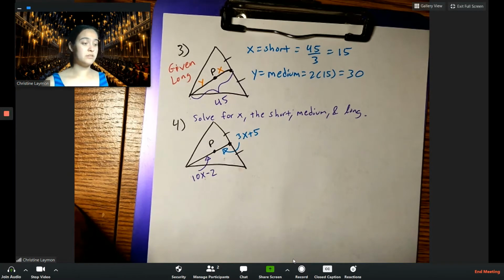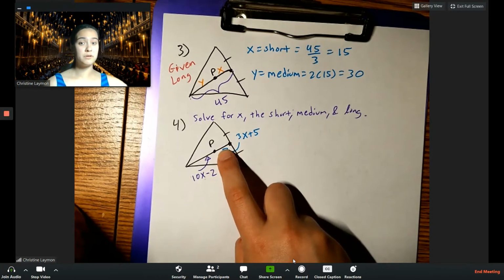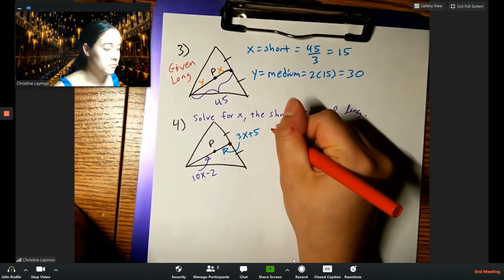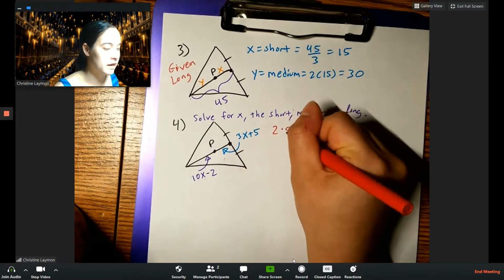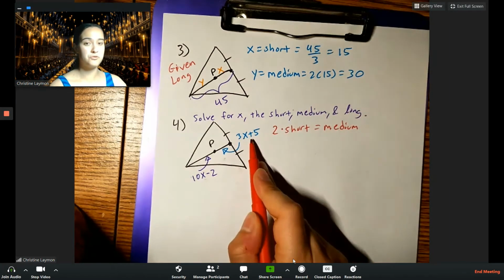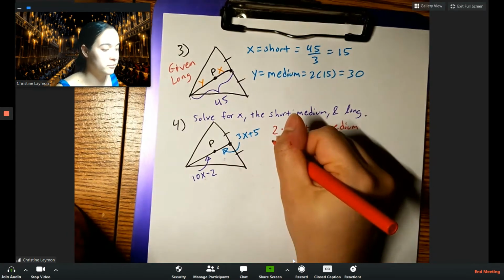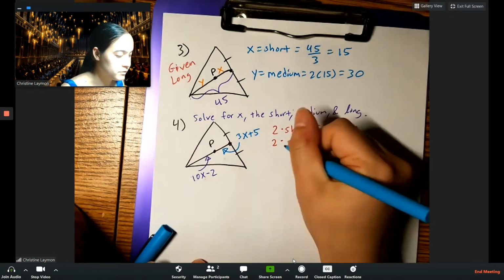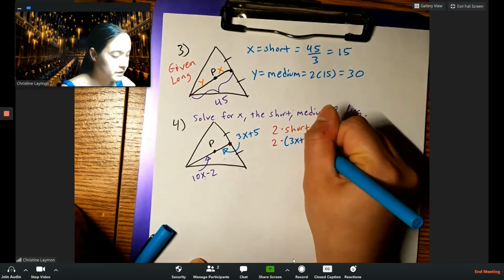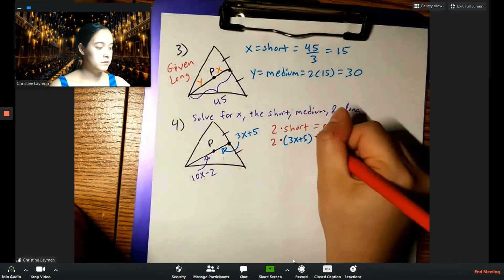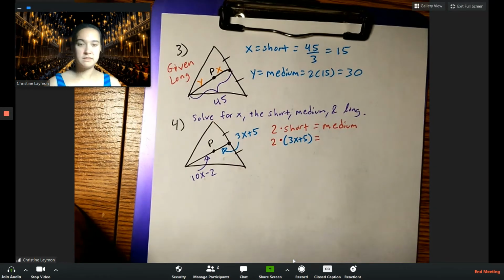Now, I know that the short times 2 gets me the medium. And I've said that before and I've used it, but it might be harder to remember when I have variables. So I'm going to physically write it down right now. Remember that I have 2 times the short to equal the medium. That's the short, that's the medium. Go ahead and plug them in. So again, my short is 3x plus 5. I'm going to use parentheses. 3x plus 5. This is a multiplication symbol. Equals, and my medium is 10x minus 2.